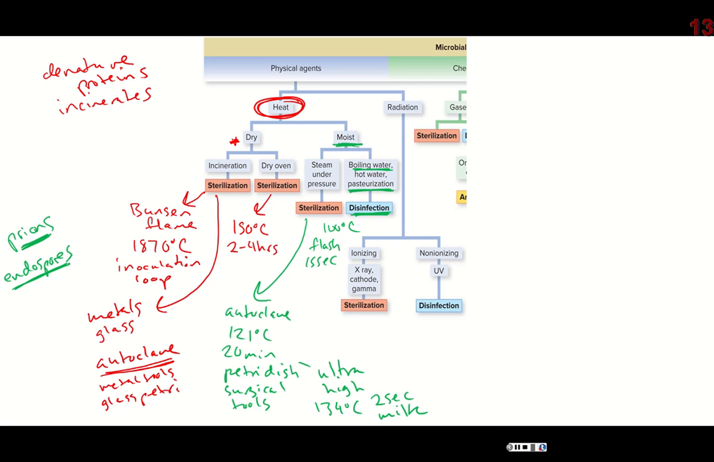So that's your moist heat. Okay, so let's move on now to radiation. So what's going on with radiation? With radiation, you're using really high energy beams. So let me put that here. So high energy beams. So what does that mean?